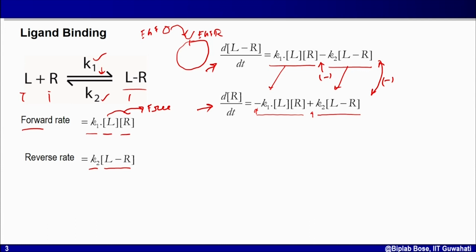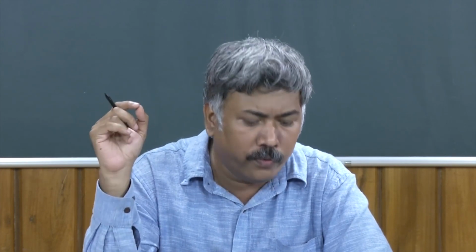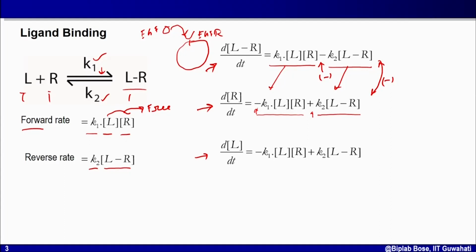As the stoichiometry of this reaction I have shown here is 1:1, one ligand binding to one receptor, the ODE for the ligand will be exactly the same as that of the receptor. So d[L]/dt represents the rate of change of concentration of free ligand, and that is minus K1 [L][R], because by the forward reaction the free L is getting used up, plus K2 into [LR], the concentration of the complex, because by this reverse process free ligand is formed. So I have written down three ODEs, for the free ligand, the free receptor, and also for the complex LR.